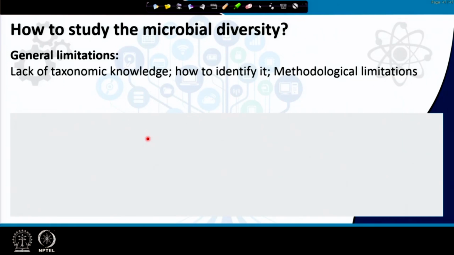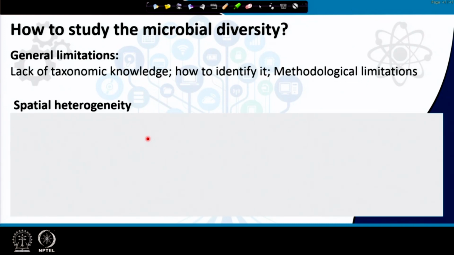One of the most important limitations is the lack of taxonomic knowledge, how to identify organisms, and that is a kind of methodological limitation, because microbes are so tiny that by looking through a microscope you cannot identify exactly what organism this is, whether it is a streptococcus, staphylococcus, or what type of organism. It is not always so simple. Pseudomonas and bacillus sometimes appear almost the same morphologically under the microscope. So it will be hard to identify them.